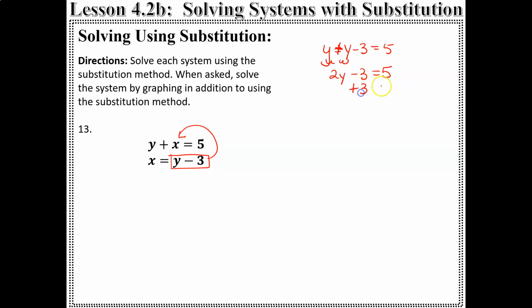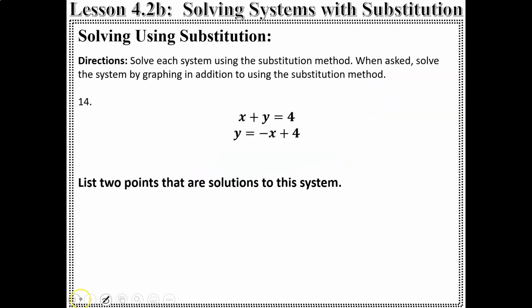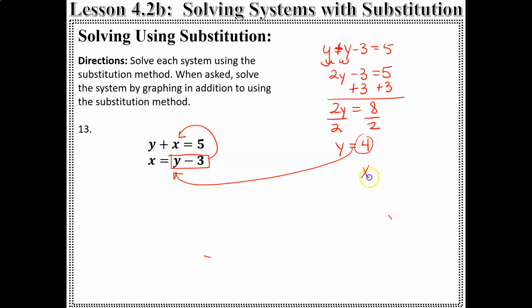I'm going to add 3 to both sides. So I have 2y equals 8. I'm going to divide by 2. So my y value is 4. So now that I have that, I can plug it into the equation that I didn't use, which is that one. So I have x equals 4 minus 3, which is 1. So remember, I have to write them as an ordered pair. So my answer is 1, 4.